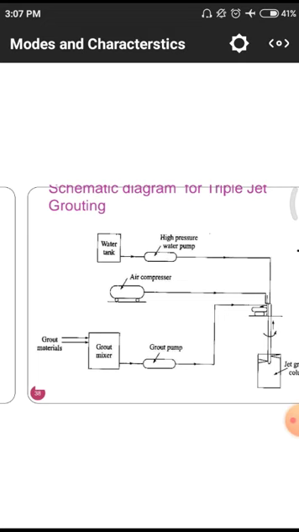And this is the schematic diagram for a triple jet grouting. First of all, there is a water tank. The water tank is connected with the high pressure water pump. After that there is a connection of the air compressor, the high pressure pump and the water tank. Those three are mixed 1 to 1, and some of the grout materials are injected. That means at the bottom we are having grout materials, a grout mixer and a grout pump. Those three are also mixed with this content of water plus air compressor plus high pressure water pump.